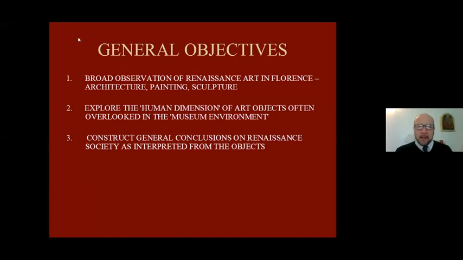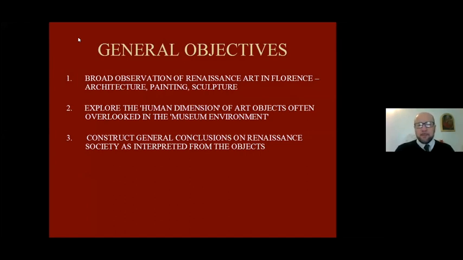The second thing is I'm going to be exploring the human dimension of art objects, which are often overlooked in the museum environment. So I'll be referring to the museum, but what I want to do is bring it back to the human sort of emotion and experience. And then the third, very tentatively, is construct some general conclusions on Renaissance society as interpreted from the object. So those are sort of the main objectives.